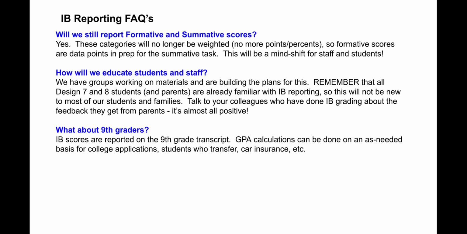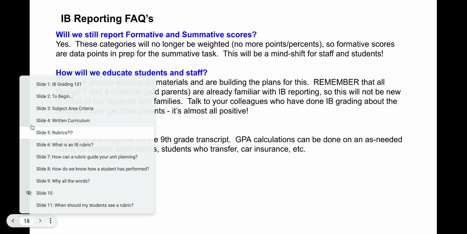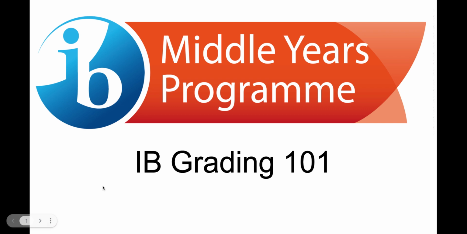So those get reported out in Infinite Campus. And then we're working continually to educate students and staff. And yes, if you are a ninth grade teacher, those scores also go into Infinite Campus as IB scores. Should they need a grade point average at any point as they are in or leaving high school, there is a formula for generating a GPA that is the closest approximation we can get for those purposes.